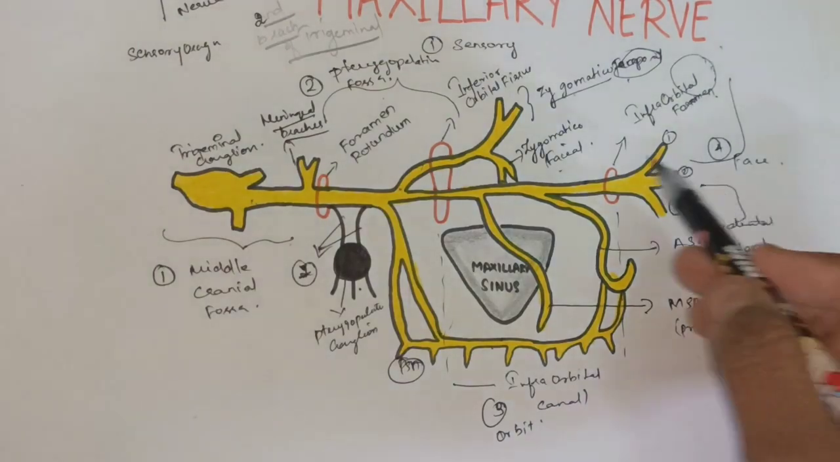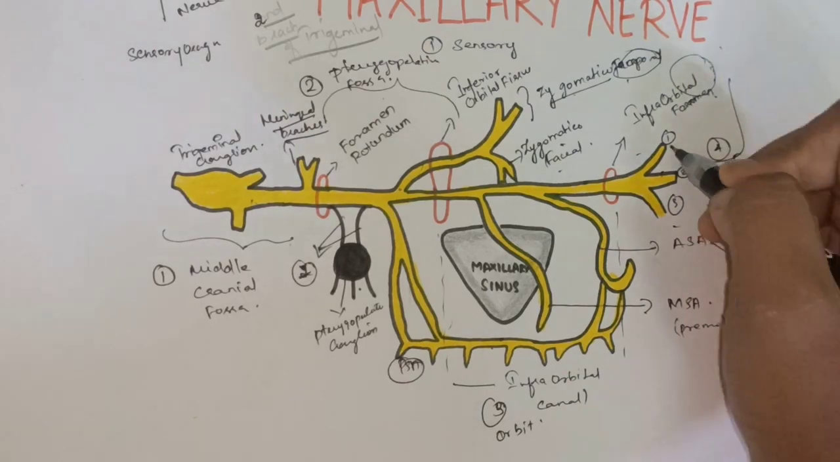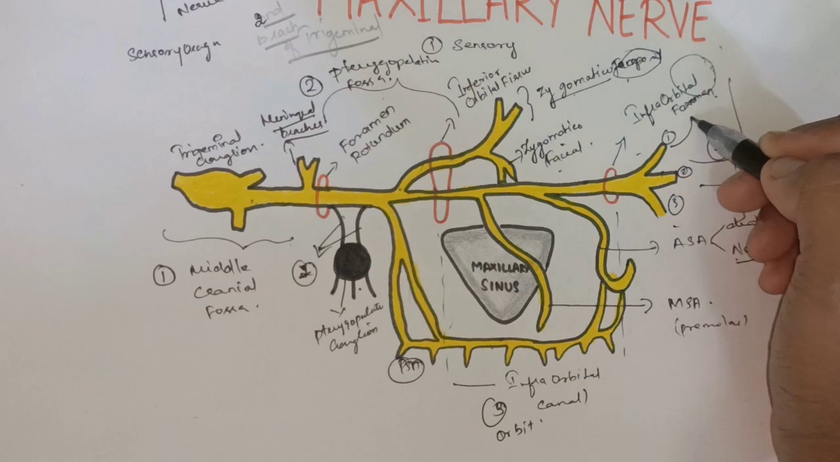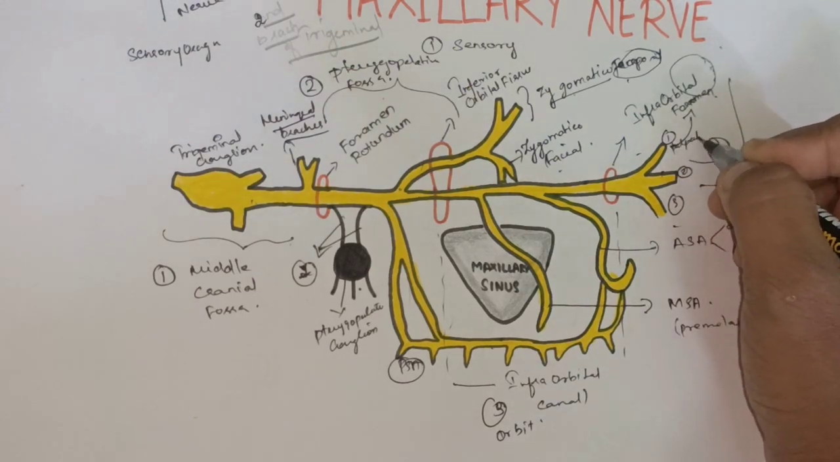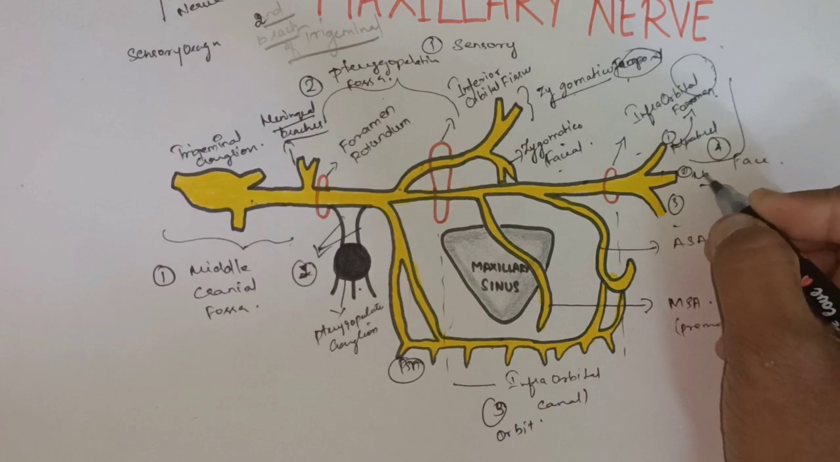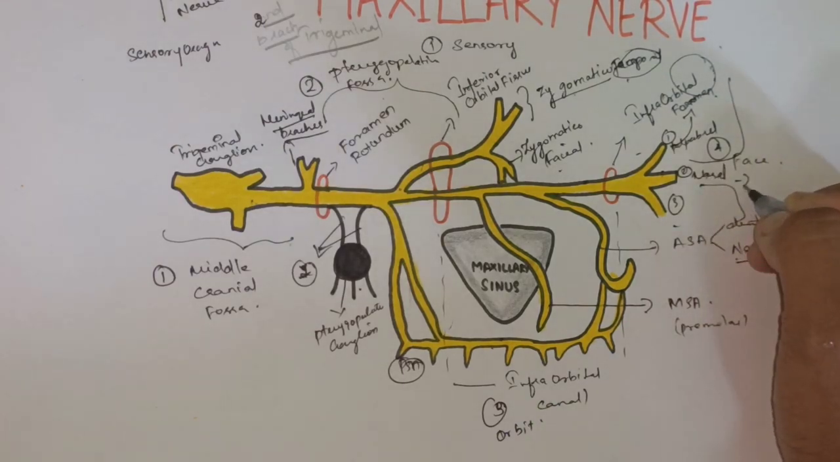The first branch is your palpebral branch, which runs upwards and supplies the skin of the lower eyelid. This is your palpebral branch. So remember it like that: the first one goes to your eye region. The second one is your nasal branch, which supplies the skin of the side of the nose and the mobile part of the nasal septum.